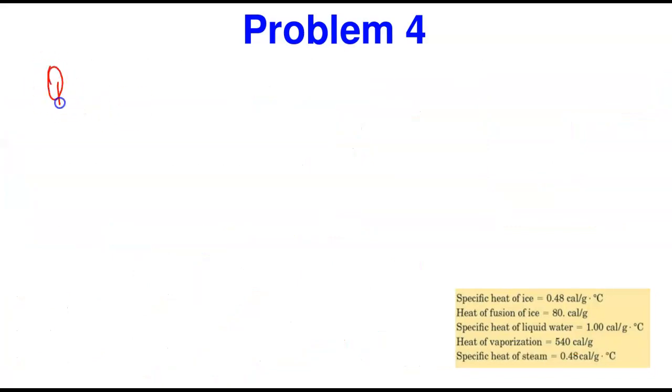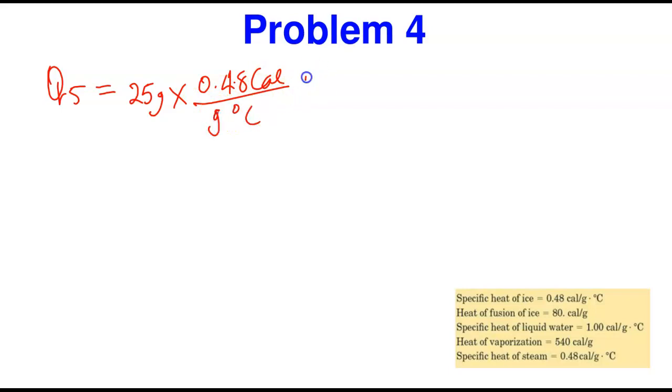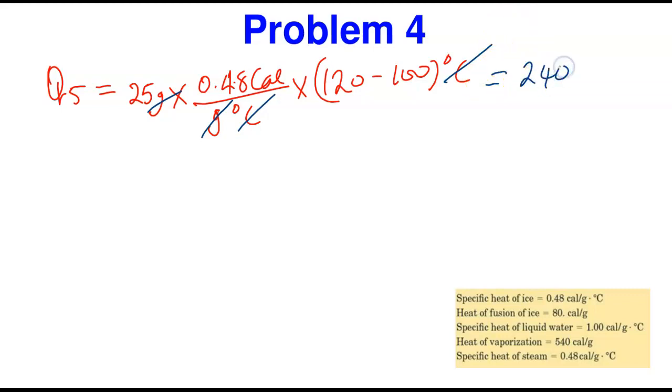So Q5, of course, again, is a change of what? It is a change in temperature, again from 100 to what? You're going from 100 to 120. So we're going to have the mass, 25 grams, again, times the heat capacity of steam, 0.48, the same thing with that of ice. This will be calories per gram per degree Celsius, times the change in temperature, which will be 120 minus 100, in degrees Celsius. If you cancel this again and multiply everything together, you're going to get 240 calories.